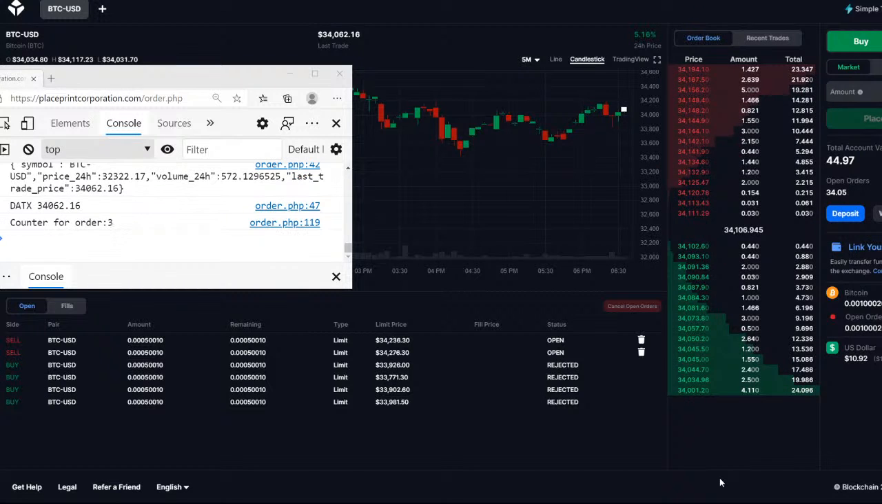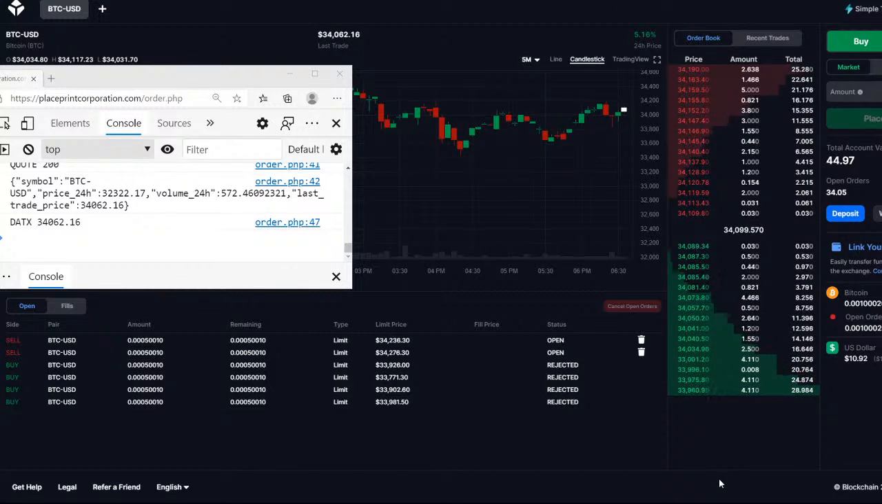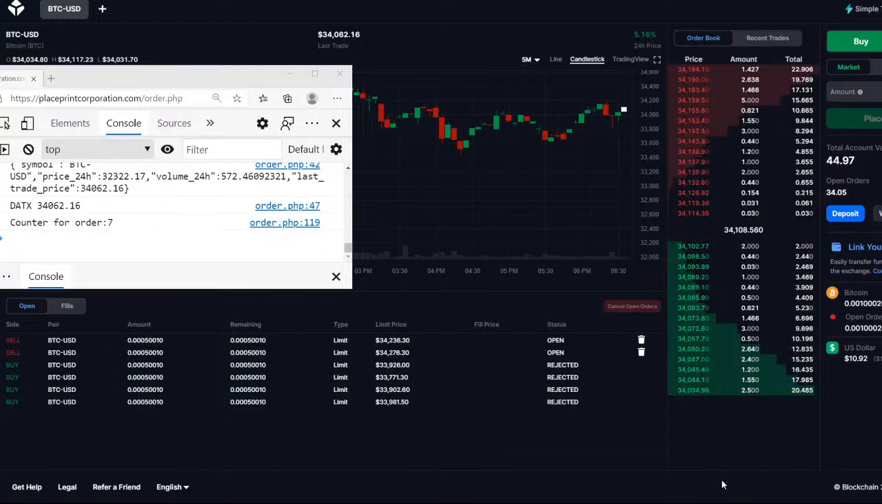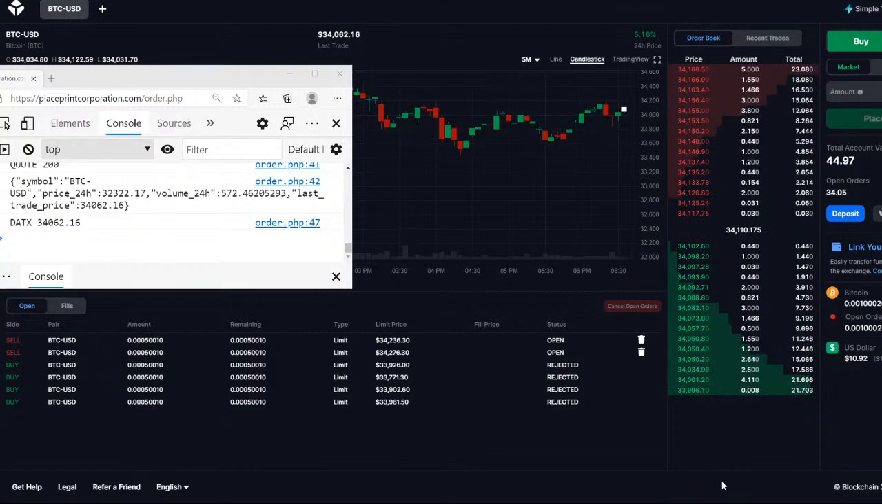Our account balance is 44.97. Chopping up here, just above 34,000. We need to get to that 34,270 level, and we'll start to see some good order flow variance.